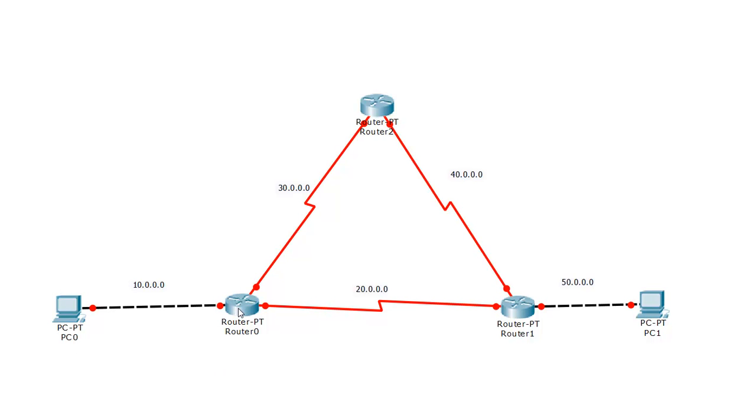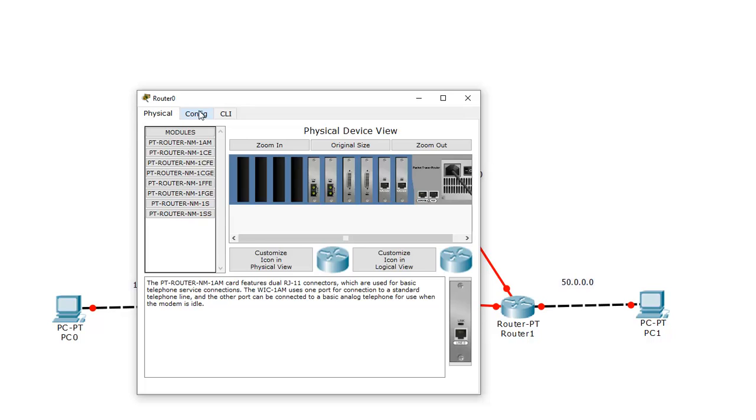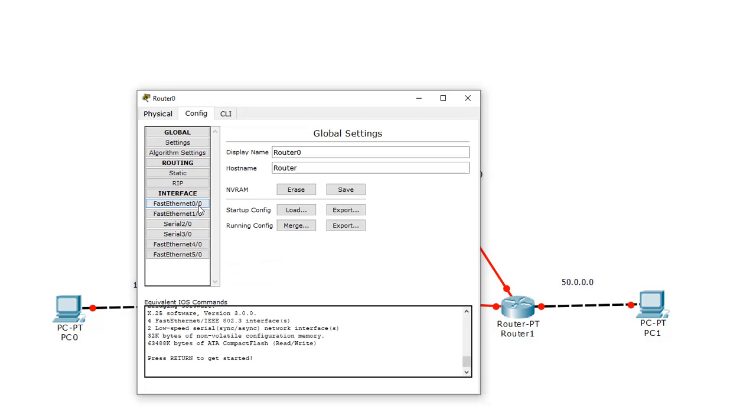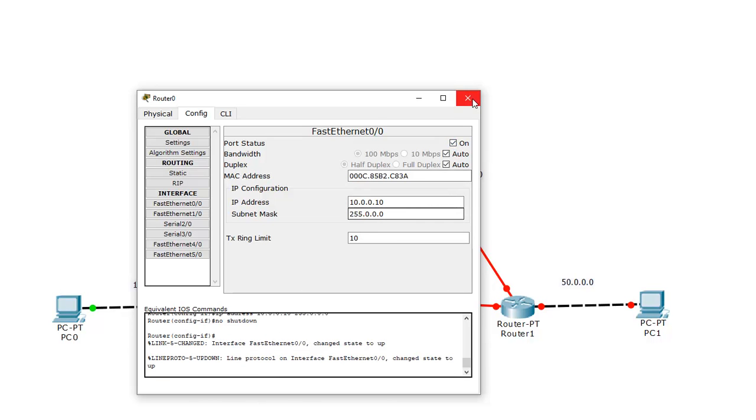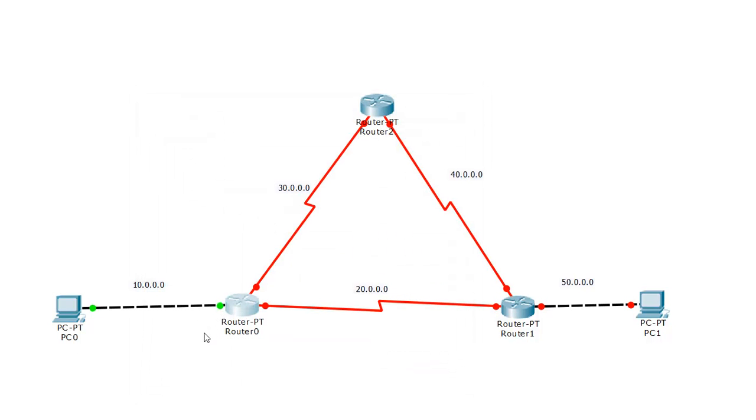So let me go to router 0. Here we have to fix the IP address. This is FastEthernet 0/0. So let me go to the router, config, FastEthernet 0/0. The IP address is 10.0.0.10, subnet mask 255.0.0.0, and make the port status on. So we completed this 10 network.